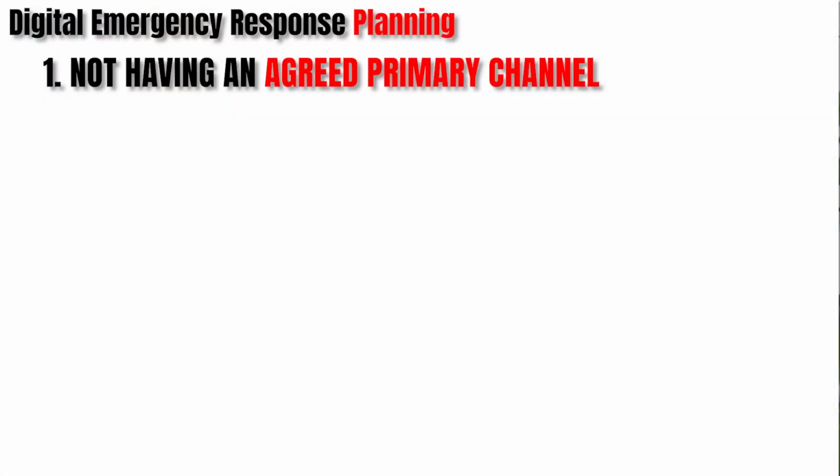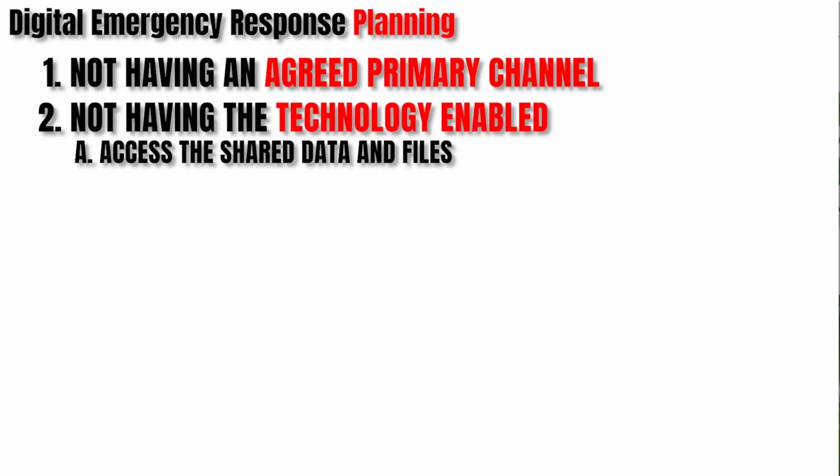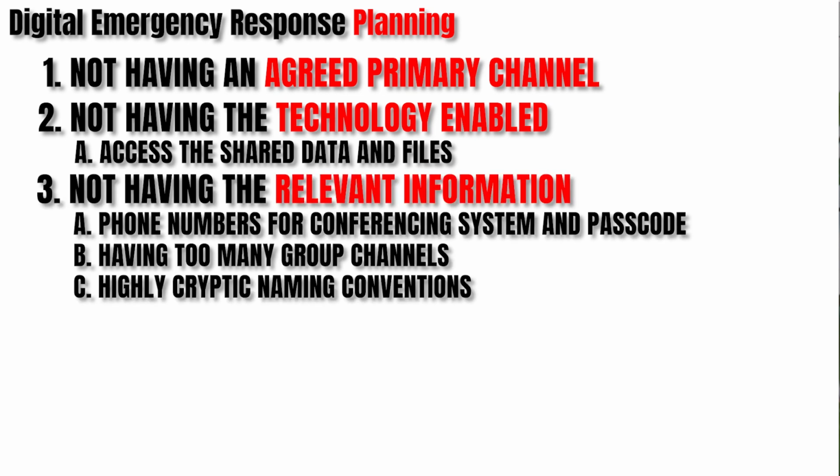In summary, there are many mistakes which an incident response team can make in the initial stages of a crisis or a disaster. The 5 I've covered off today are: 1. Not having an agreed primary communications channel for initiation. 2. Not having the technology enabled, available, or installed correctly on team members' computers or phones. And this is partly important for the team being able to access shared data and files. 3. Not having the relevant information in order to connect.